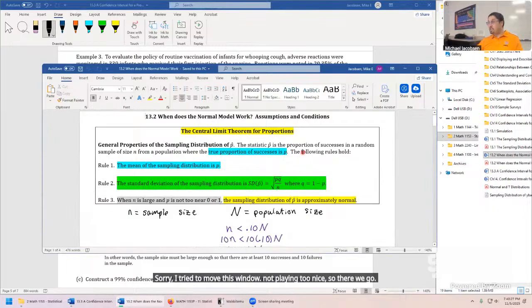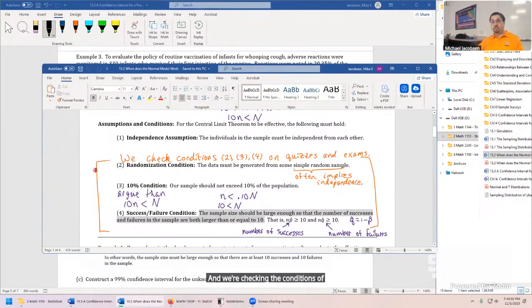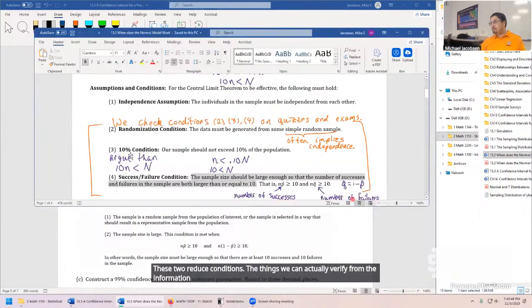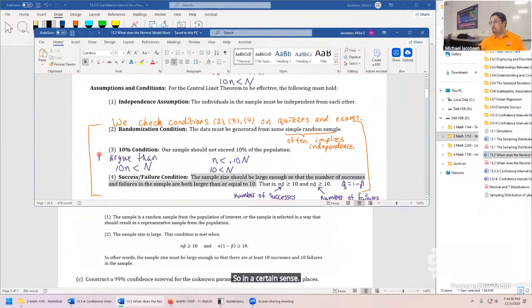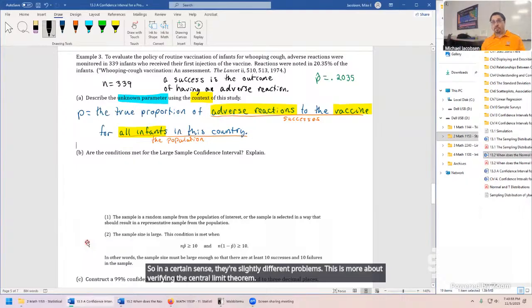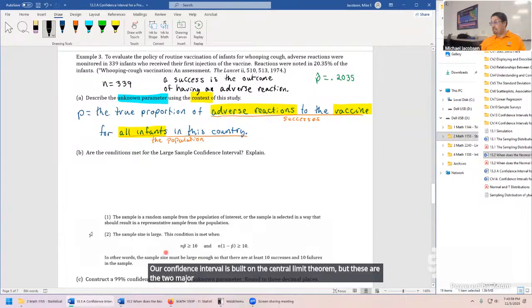The central limit theorem itself is a pretty big statement. And we were checking the conditions of that central limit theorem. These same conditions import right back into the method that we're looking into. But the method that we're looking into just paraphrases it down to these two reduced conditions, the things we can actually verify from the information given. So in a certain sense, they're slightly different problems. This is more about verifying the central limit theorem. Our confidence interval is built on the central limit theorem, but these are the two major things that we'll check.